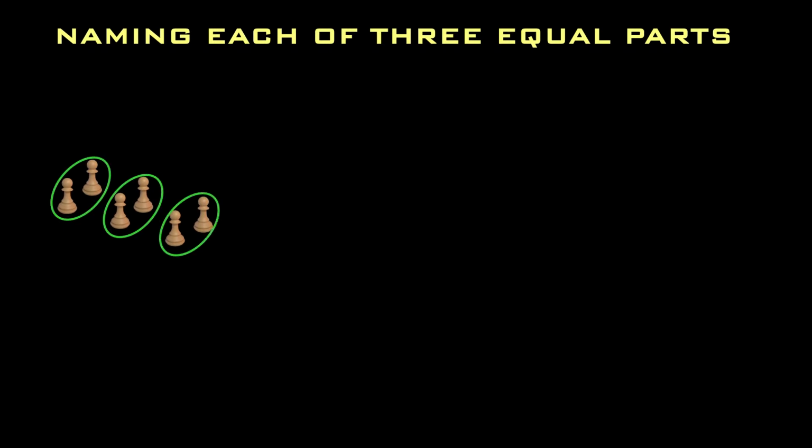Naming each of three equal parts. Here is a group of objects separated into three equal parts. There is no verb to make into three equal parts. Here is how their name is derived. The number of objects in the group is 3 times the number in each part. 3 times 2 is 6. 6 is the third member of the 2 times table, so we say that 6 is the third multiple of 2.